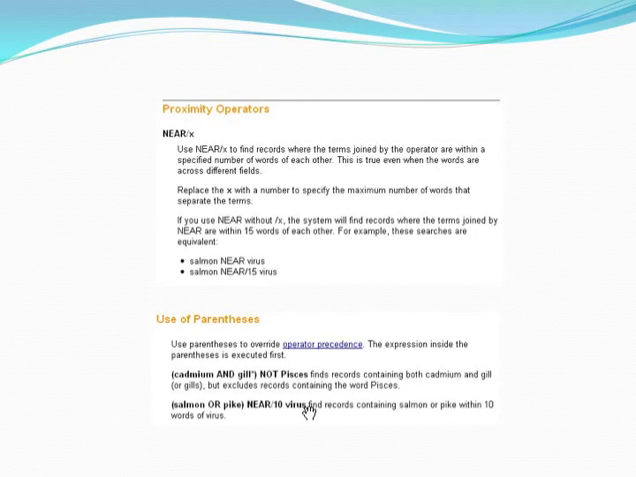That's why command driven search is so powerful, because you can construct your own syntax expression. And here it says find records containing salmon or pike within 10 words of virus. You see? So you will find all the records that have salmon or that have pike or have both, but they have to be within 10 words of the word virus. You see how powerful command-driven search is.